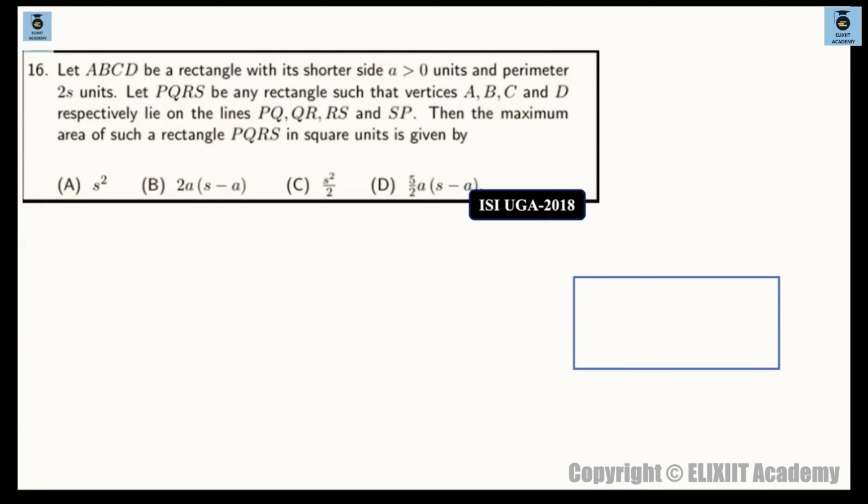A lot of things are there. First, we are having a PQRS. Now, first we are having an ABCD rectangle with shorter side a units.